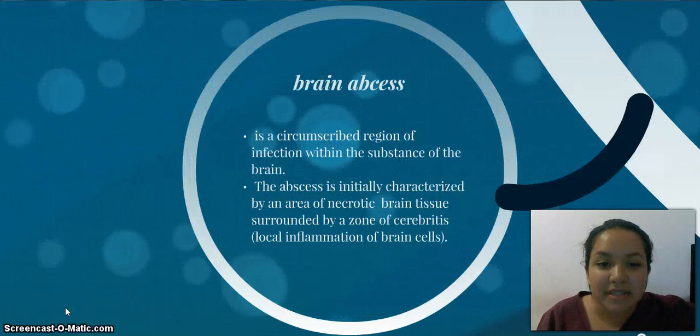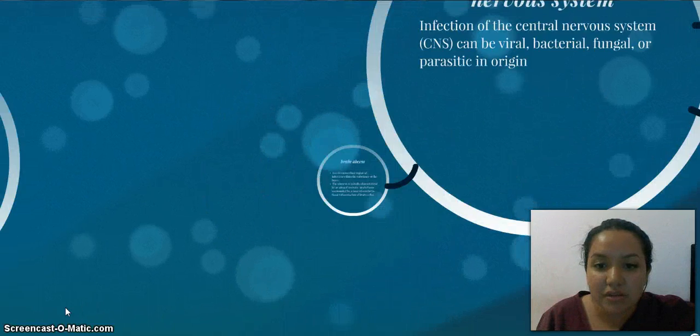The brain abscess is a circumscribed region of infection within the soft tissue of the brain. The abscess is initially characterized by an area of necrotic brain tissue surrounded by a zone of cerebritis, or local inflammation of brain cells.